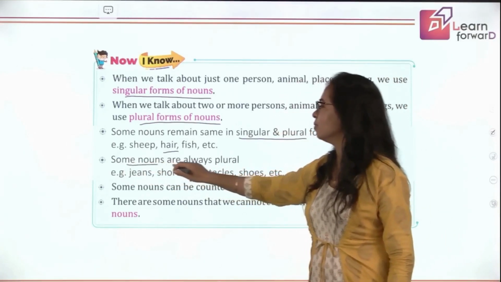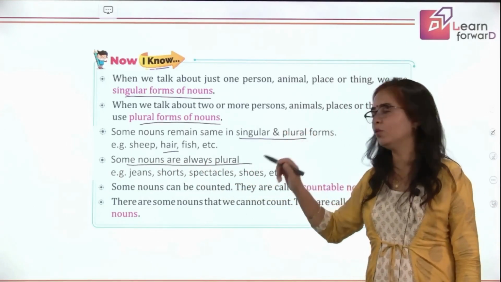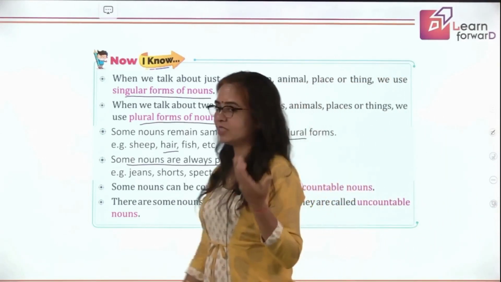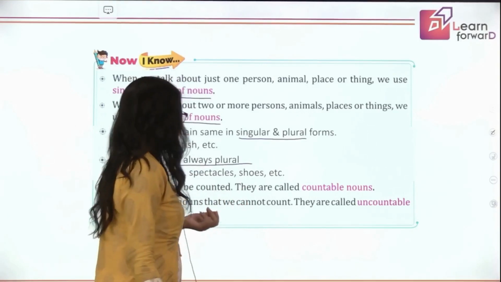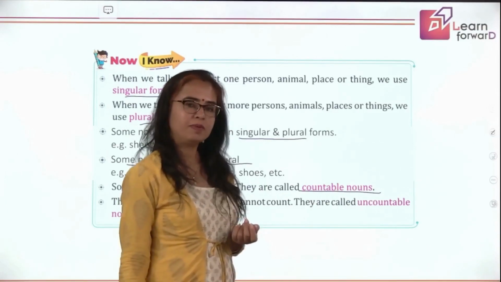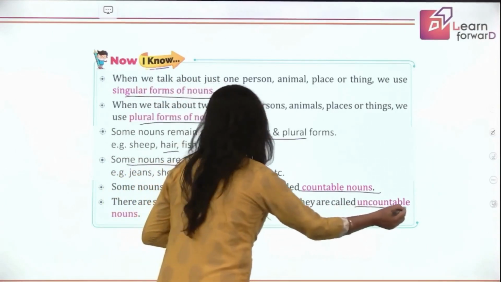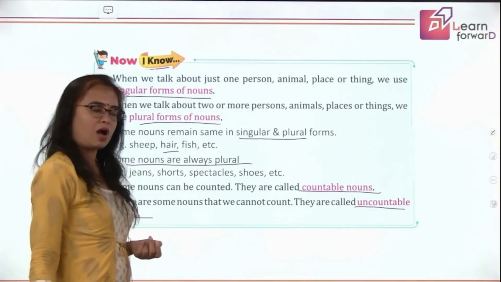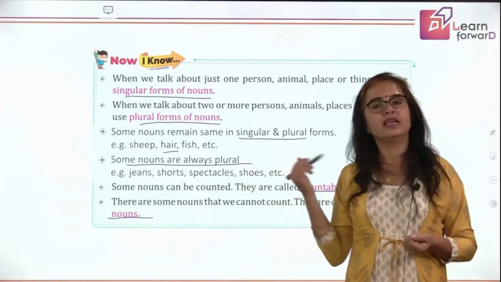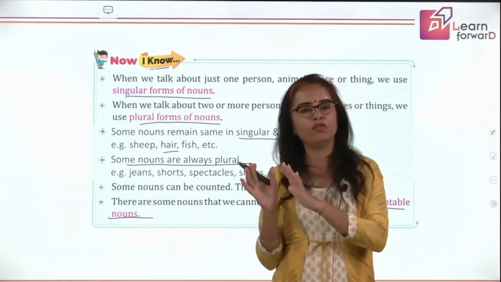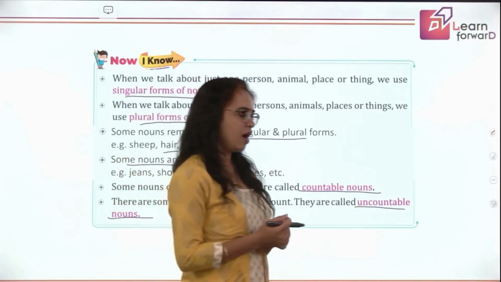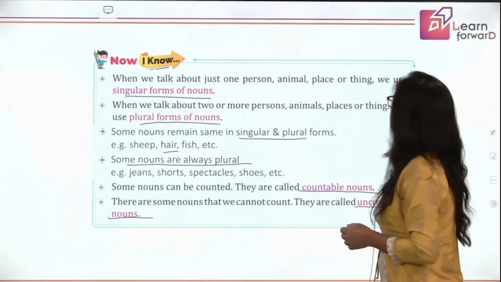And there are some nouns which are always used in plural form. Why do we use them in plural always? I have told you, because we always use them in pair, right? Let's move to next now. Some nouns that can be counted, they are countable nouns, and that we cannot count are uncountable nouns. And the best thing to see whether it is countable or not is to see if you have the singular and plural forms. For the countable nouns, we have singular and plural forms, but for uncountable nouns, we don't have singular and plural forms.